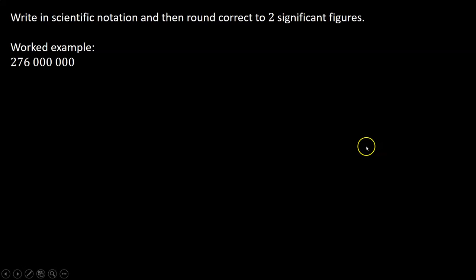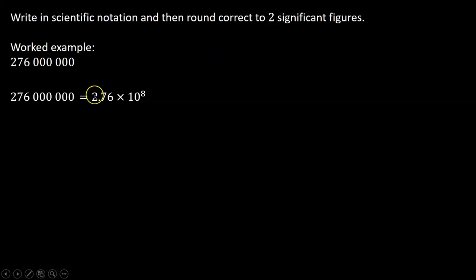Okay, now often we write numbers in scientific notation and then round them because this makes it easier for us to compare numbers. So in this example here, I have 276 million. I'm going to start by writing it in scientific notation. So this is 2.76 times 100 million, which is 2.76 times 10 to the power of 8. I now need to round to 2 significant figures.